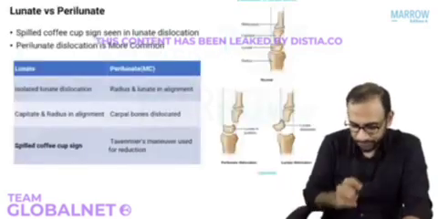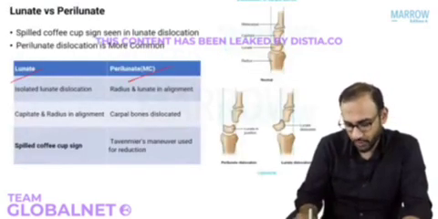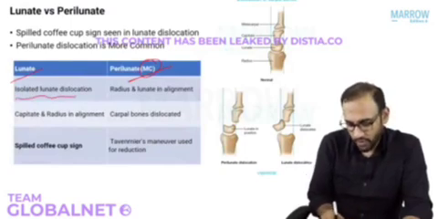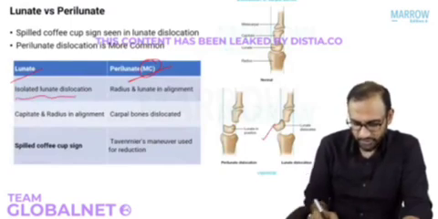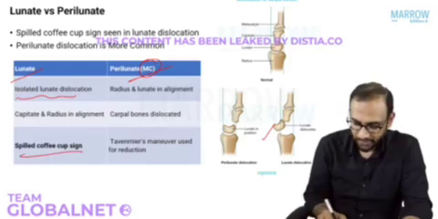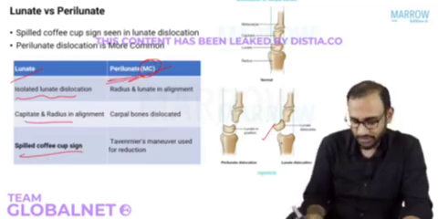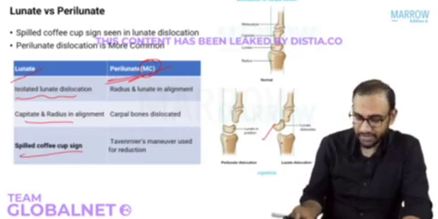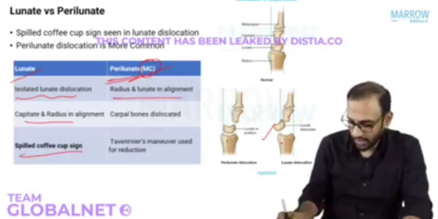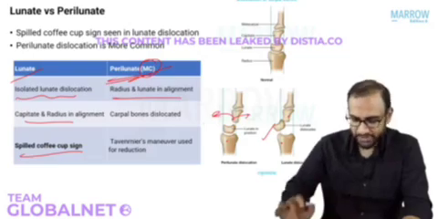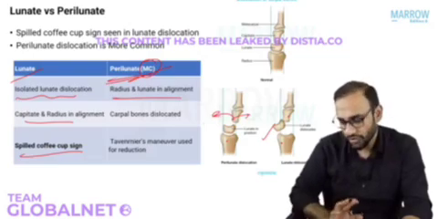So let me show you. Lunate dislocation versus perilunate dislocation. Perilunate is much more common. In lunate, an isolated lunate is dislocated. This is known as the spilled coffee cup sign, whereas the capitate and radius remain in alignment. Whereas in perilunate dislocation, the lunate and the radius remain in alignment, whereas the carpals dislocate dorsally or volarly. This is your lunate versus perilunate dislocation. That's all you need to know.